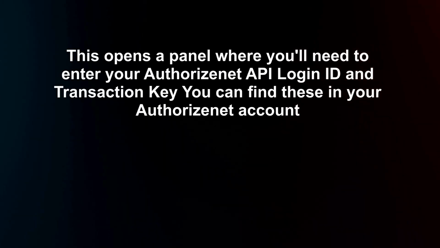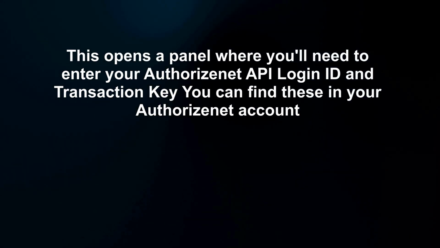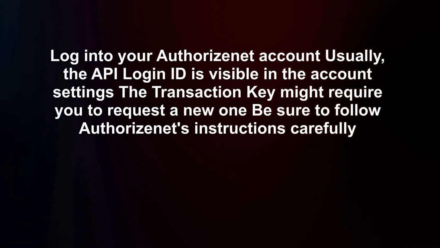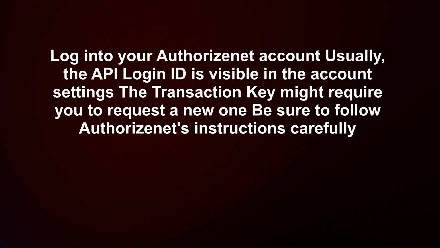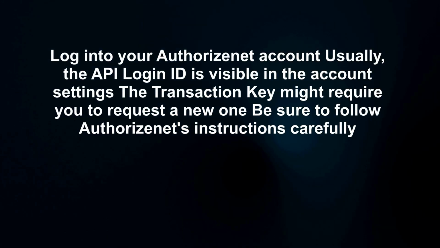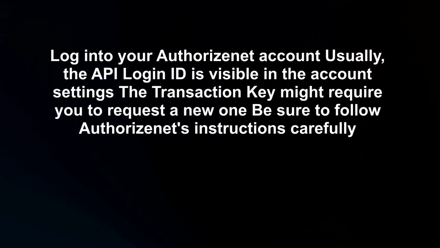This opens a panel where you'll need to enter your Authorize API login ID and transaction key. You can find these in your Authorize account. Log into your Authorize account. Usually, the API login ID is visible in the account settings. The transaction key might require you to request a new one. Be sure to follow Authorize instructions carefully.